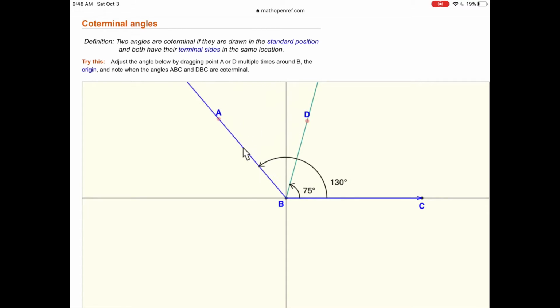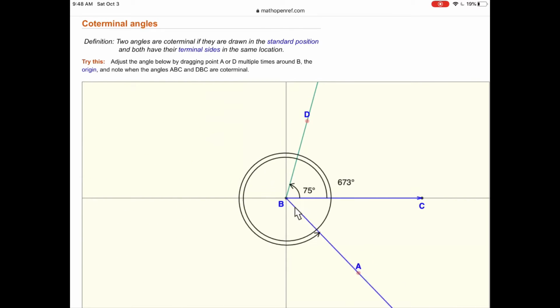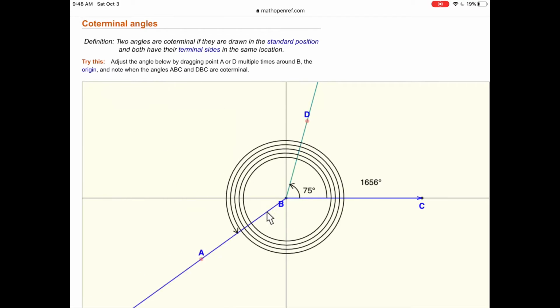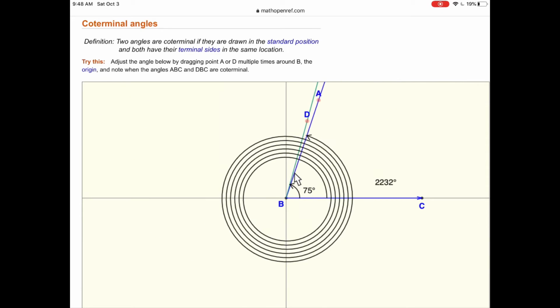So we can keep going around, and as we get here, it's going to snap to it and say they're coterminal. So 75 degrees and 435 degrees are coterminal. And we can keep going. And there's another coterminal angle, 795. And we can do as many rotations as we want. 1,155 is coterminal with 75. And we can do rotation after rotation. So if you add in full rotations, you get coterminal angles.